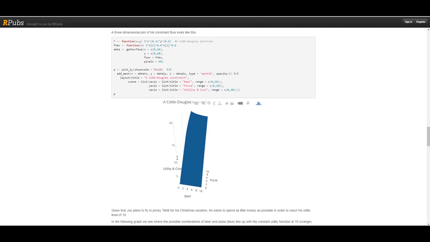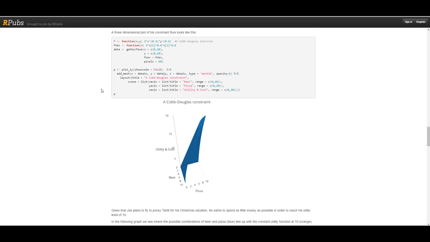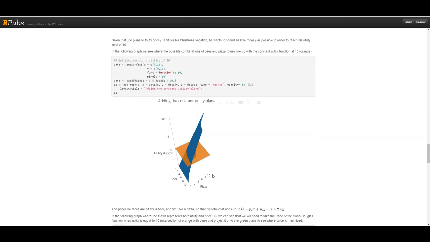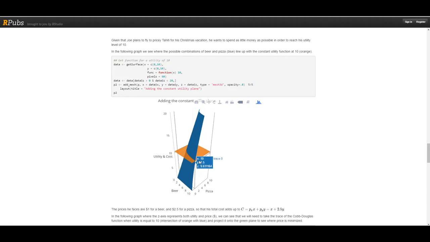The Cobb-Douglas function has a graph that looks like this, again using the library Plotly. We have beer and pizza on the x and y axes and utility and cost on the z axis, respectively. So we add at z equals 10 the utility level that Joe wants to aim at and get the following orange plane.